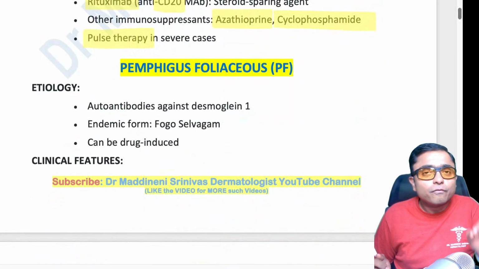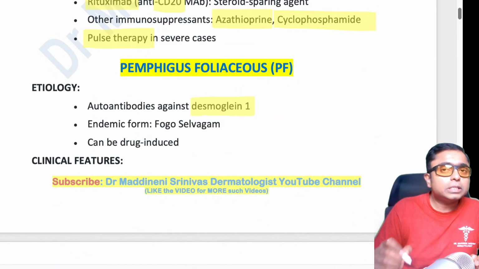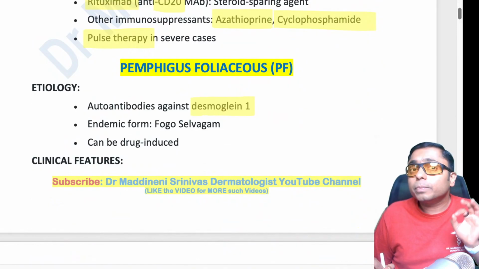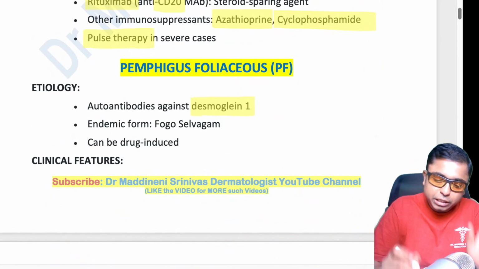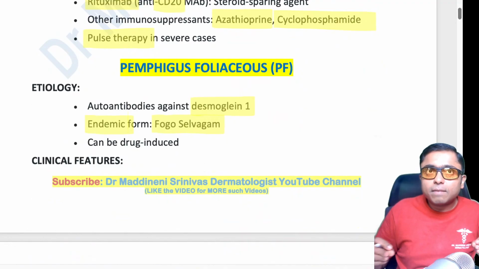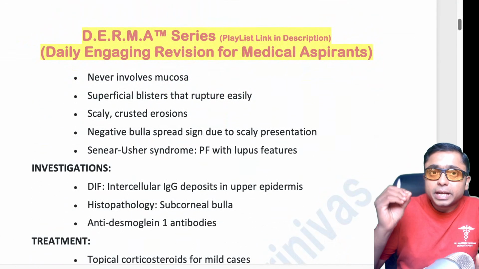Next is Pemphigus foliaceus, which is a variant of Pemphigus. Here remember, the autoantibodies are present only against desmoglein 1. So the mucosa is going to be absolutely normal in this condition, and there is an endemic form. Just remember the name, it is also called Fogo selvagem. So clinically, remember, it will never involve the mucosa.